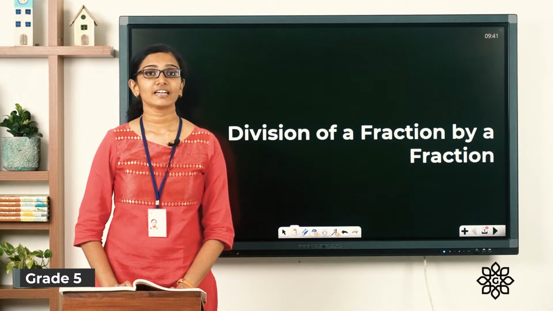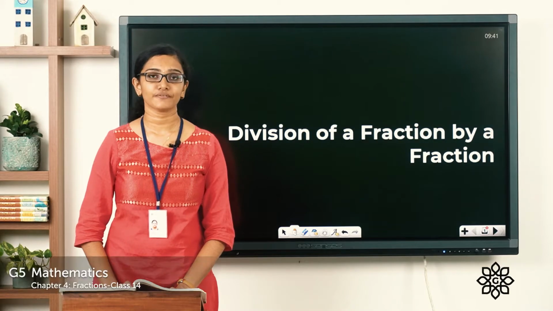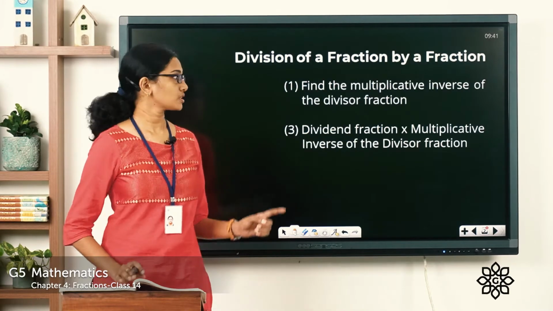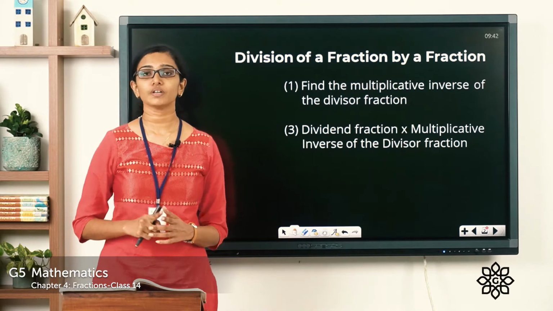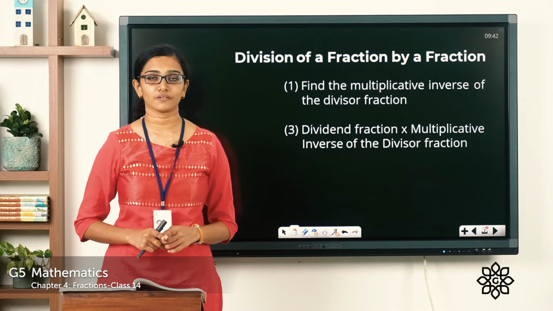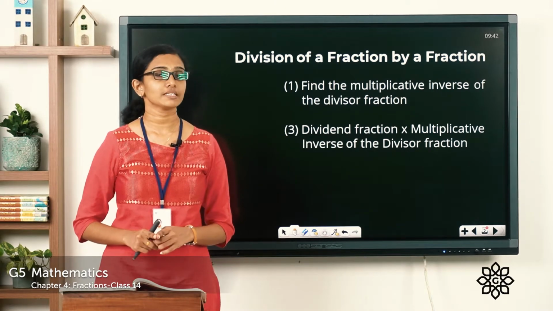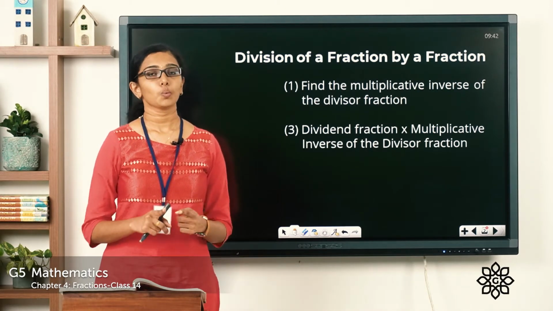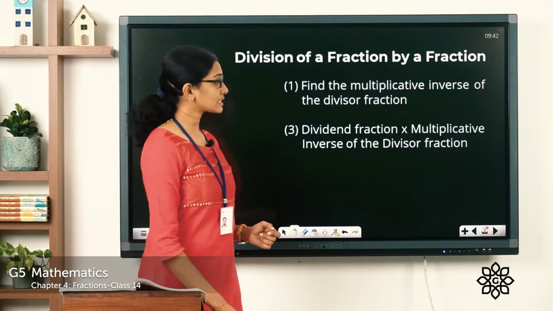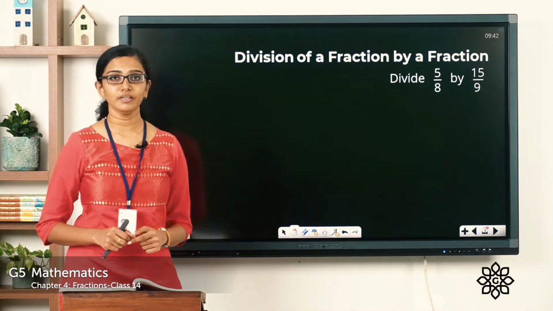So today let's learn how we can divide a fraction by another fraction. To divide a fraction by another fraction, first you find out the multiplicative inverse of the divisor fraction. Then you have to multiply the dividend fraction with the multiplicative inverse of the divisor fraction. So let's see how we can do that with an example.